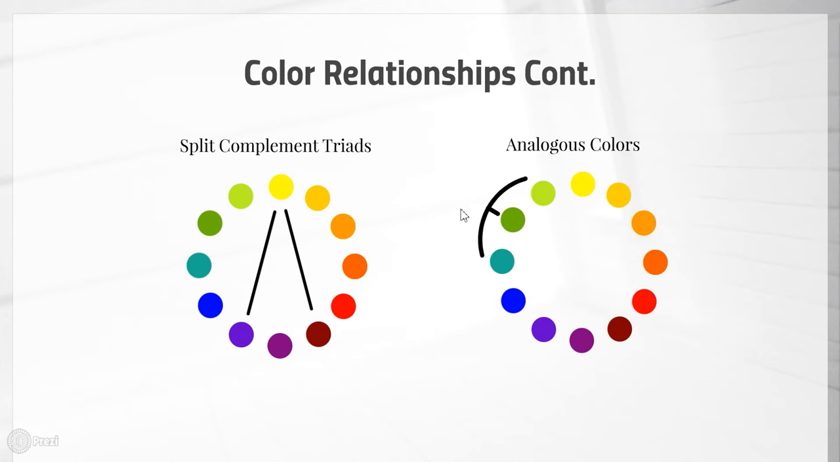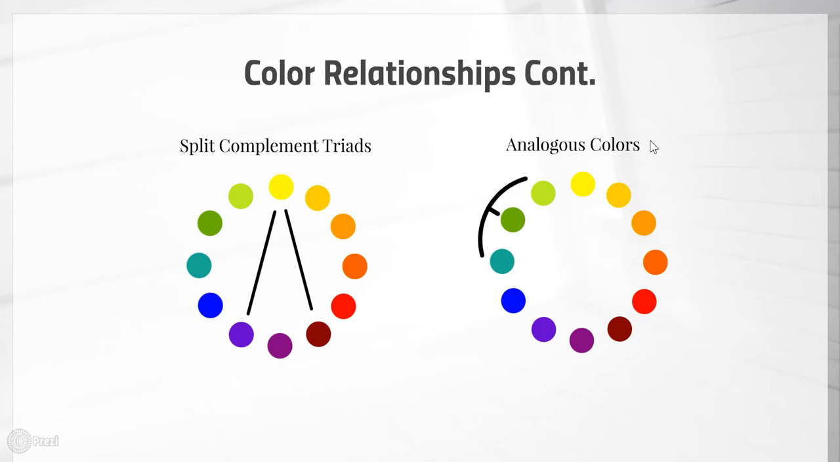More color relationships are split complement triads. These are when you have complementary colors, but you use the two colors on either side of the complementary color, and it gives your color scheme a more sophisticated look, and it can look really nice, a great way to go.